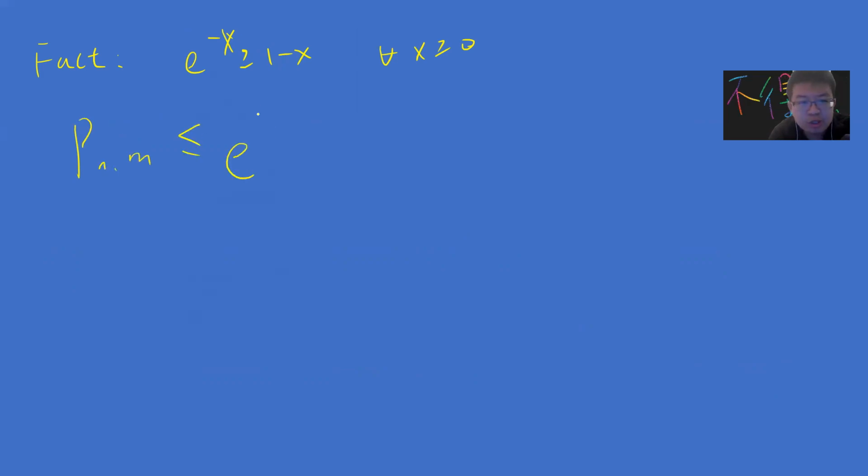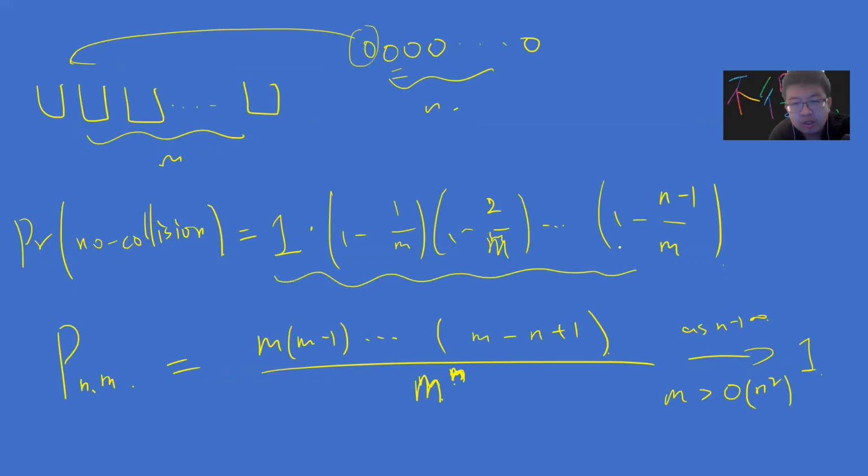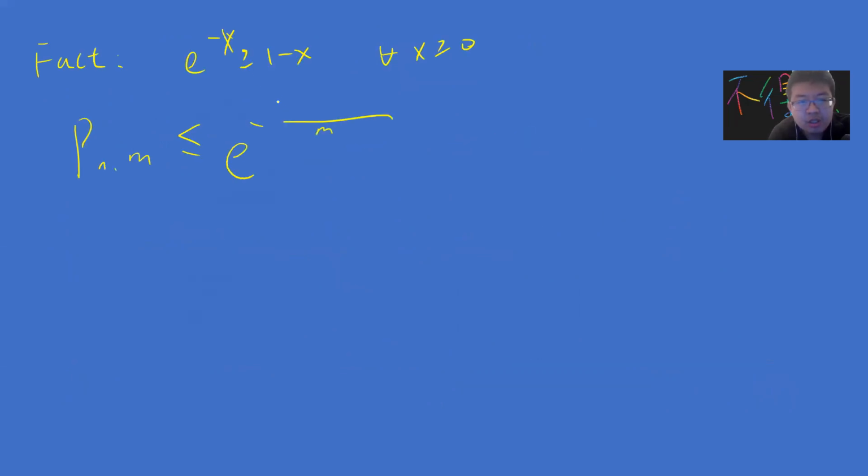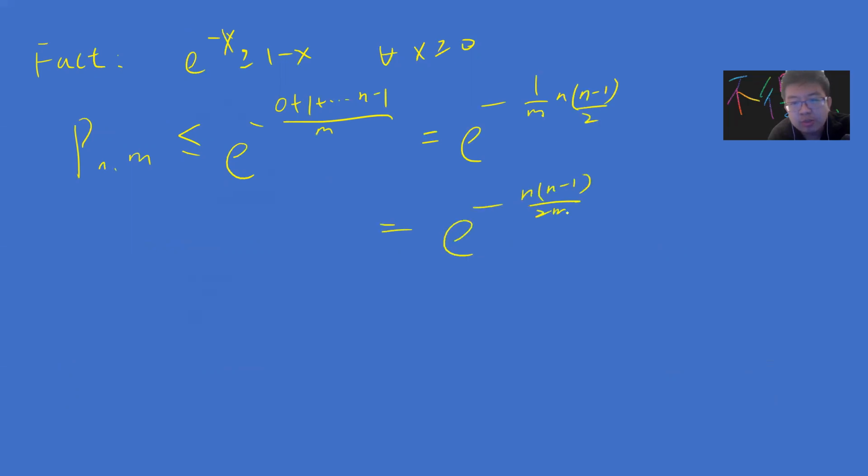The first fact that we can use is that exponential of negative x is greater or equal to 1 minus x for every x greater or equal to 0. You can use this to bound P_n, but this gives an upper bound, which is not what we want. We can bound it by taking the exponential: exponential of 0, exponential of minus 1 over m, exponential of minus 2 over m, up to exponential of minus n minus 1 over m. The exponents sum 0 plus 1 up to n minus 1, so this is exponential of minus n times n minus 1 divided by 2m, which is exponential negative n(n minus 1) divided by 2m. So this is the upper bound.